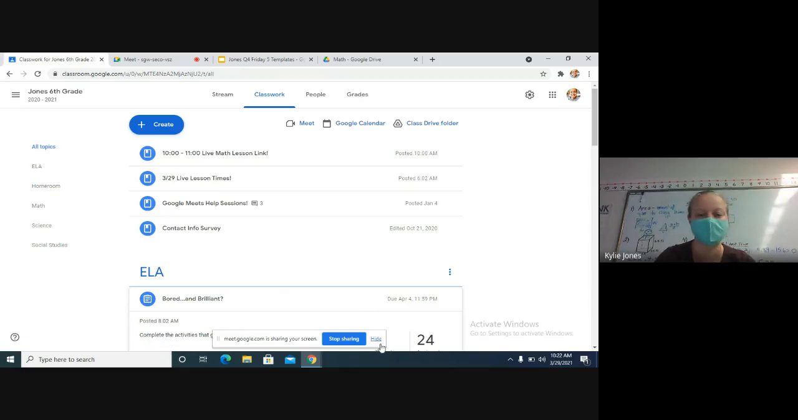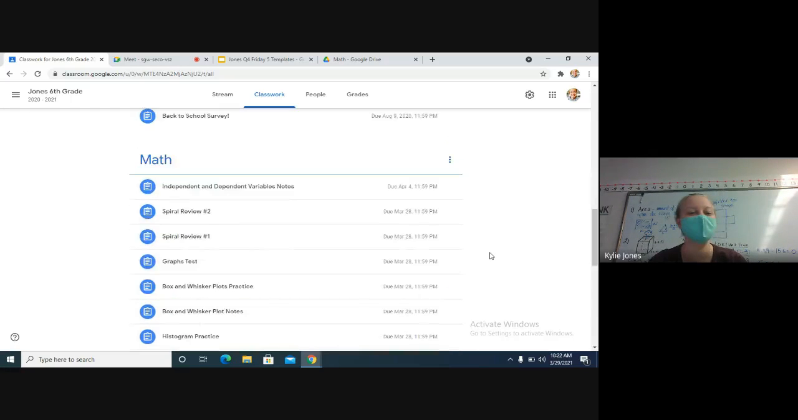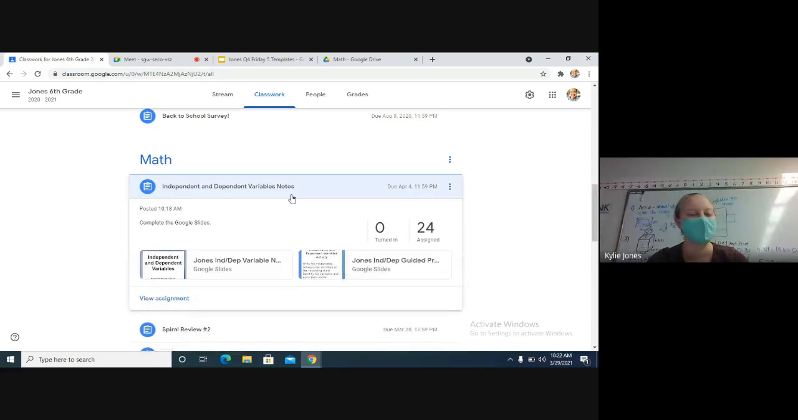So let's see. If we scroll down to math, we have independent and dependent variable notes. This goes along with the equations that we have done before with x's and y's. So we're going to start talking more about algebra. We're going to learn this for the next 2 weeks. So this is the last new thing that we learn all year in math. After this, it'll just be review and getting you ready for junior high, basically. It is something that you're going to see a lot in junior high.